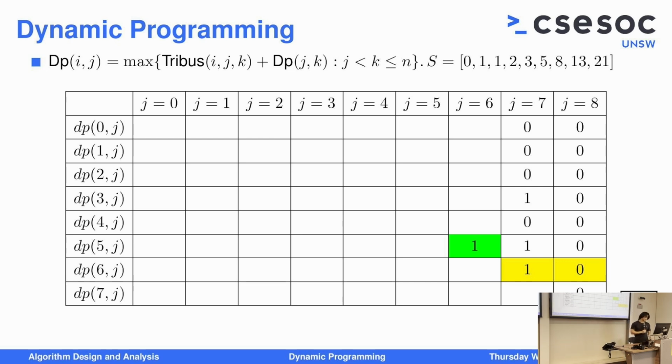We keep doing this. Now it's 2, it's 1, and so on. And then we look at the next column. Now, k can be 3 different values. It can be 6, 7, or 8. And we have all of these dependencies, right? And can you see what's starting to happen?